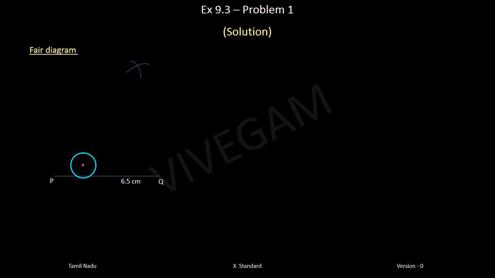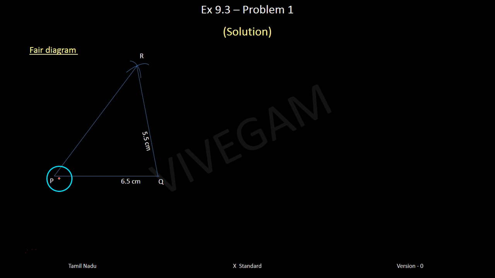With P as a center and radius of 7 centimeter, this is the arc. With Q as a center and radius of 5.5 centimeter, this is the arc. See, they both intersect at one point, and that point is R. Now we'll have to join QR and PR also. Yes, we have to join, sorry.